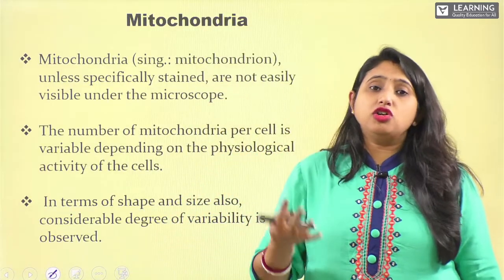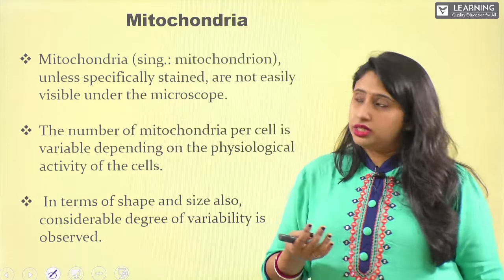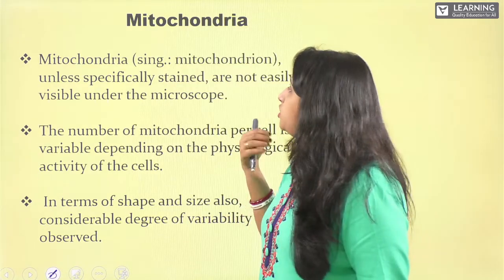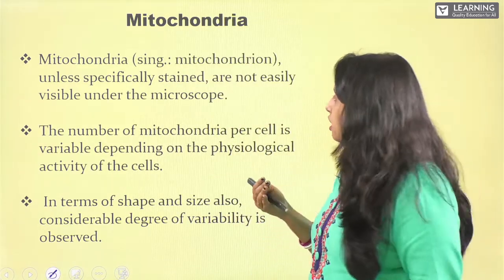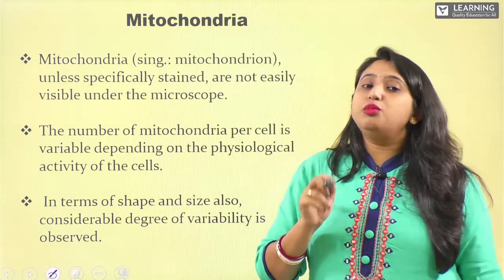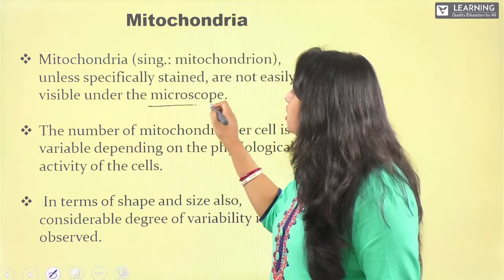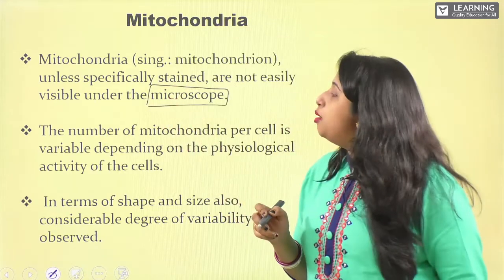You know that mitochondria is a double membrane cell organelle, right? It is not easily seen under the microscope. This mitochondria is not easily visible under the microscope.